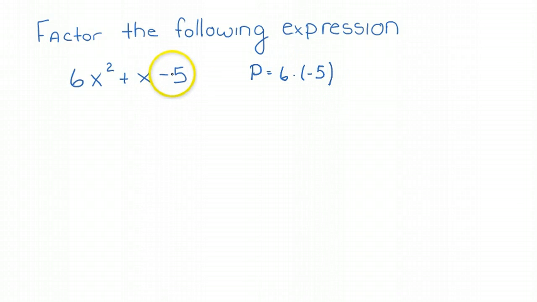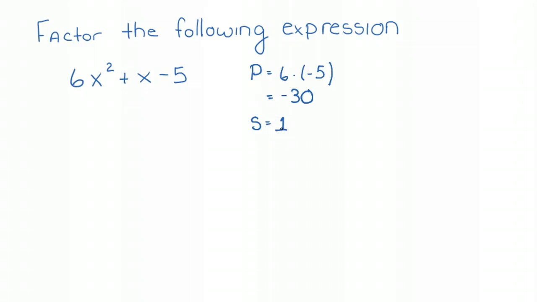Notice here that the c term is negative. A common mistake is that students miss signs when they're looking for their a, b, and c terms. So watch for that if you get stuck. So the product is negative 30, and the sum is the b term, which is 1.